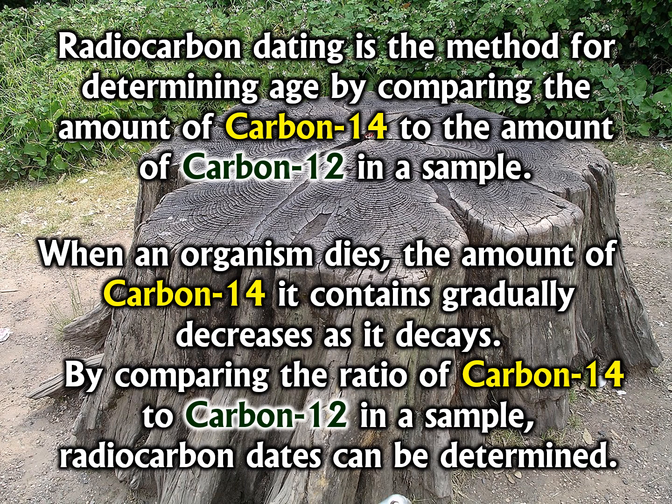So radiocarbon dating is a method for determining the age of something that contains carbon by comparing the amount of carbon-14, which is a radioactive form of carbon, to the amount of carbon-12 in the sample. So when an organism dies, because all living organisms contain carbon, they're always going to have a certain amount of carbon-14. The amount of carbon-14 it has will gradually decrease after it dies. So we can tell how long ago an organism died by comparing the carbon-14 to the regular carbon-12.